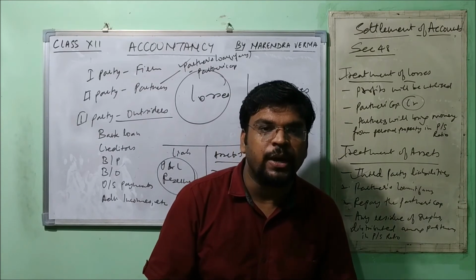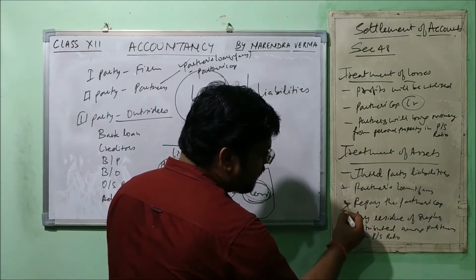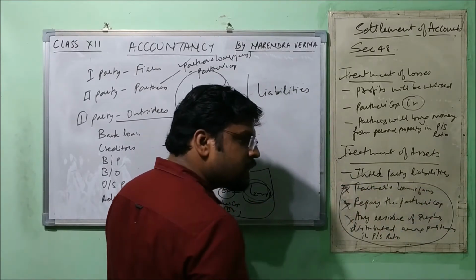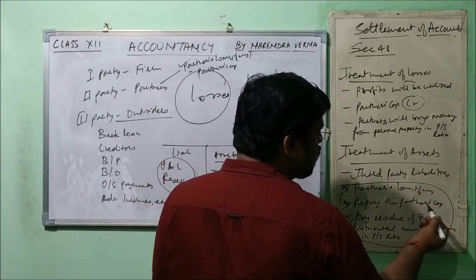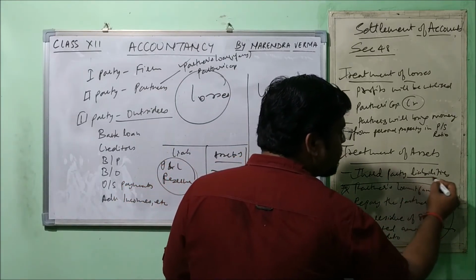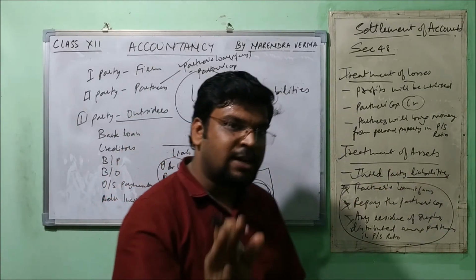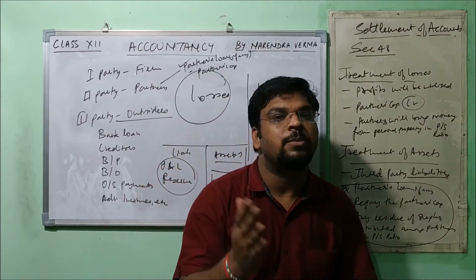Understood the point? Or you can say that they won't be getting this, they won't be getting this, they won't be getting this. They will be losing it because of unlimited liability. If the amount is not sufficient to even pay this, then the partners will bring money from their home. That's the meaning of unlimited liability. Now, it was all about the settlement of accounts.